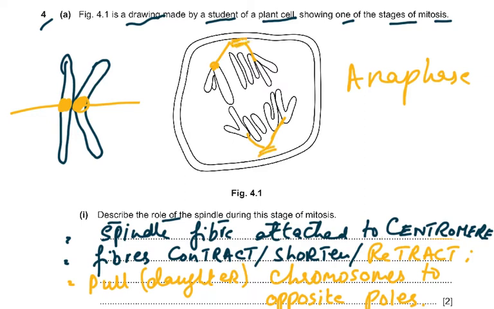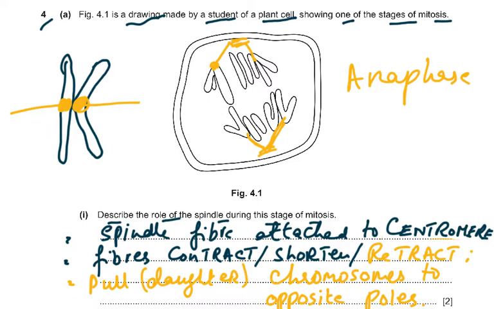Of course, there are not going to be any centrioles here because this is a plant cell. So spindle fibers attached to the centromere, fibers contract or shorten or retract. Please do not use any other word. I know I've always told you not to use the word contract. It's only muscles contract. But here it was allowed. Spindle fibers do contract. The word contract has been used.